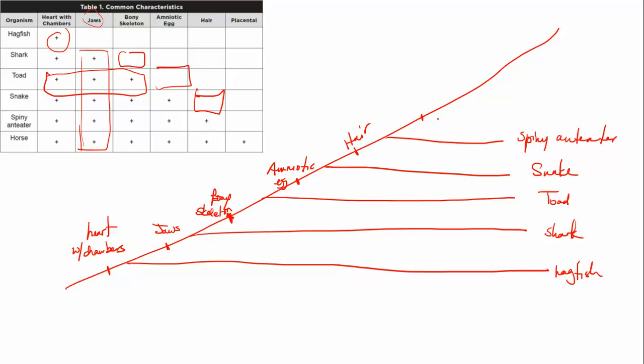And then your next trait is a placenta. And the organism that has that and all the other traits would be the horse. So that is a very simple way of showing this. Notice I don't have any time scale. I don't know how physically different these organisms are from each other. I don't know how much genetic difference they have from each other. I'm listing them out by traits, so I'm making a cladogram.